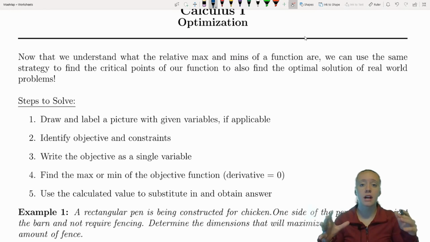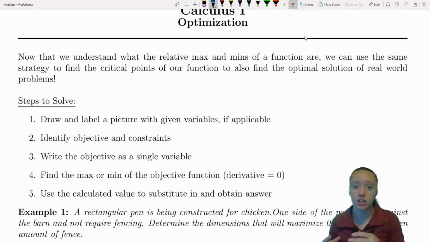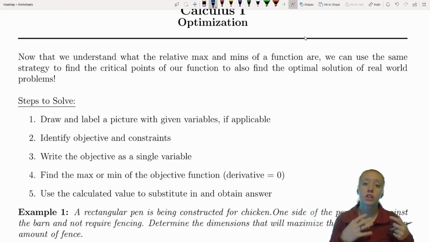Once you can visualize what you're trying to optimize, it may be easier to write your formulas because that's the next step. You're going to identify the objective. So the objective function is usually the function that you're trying to either find the maximum or find the minimum value of. For the objective function, we're eventually going to take the derivative. But not only do we need to identify an objective function, we need to identify any constraints.